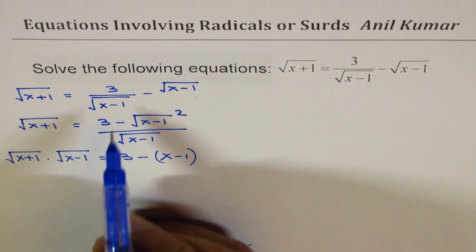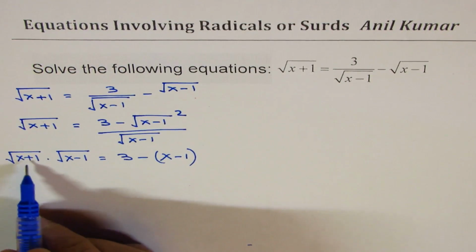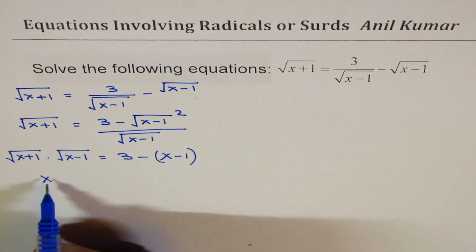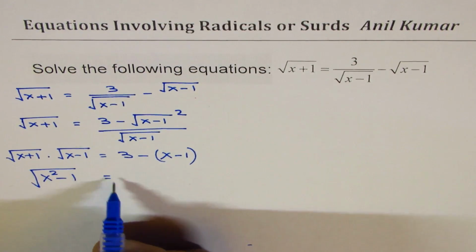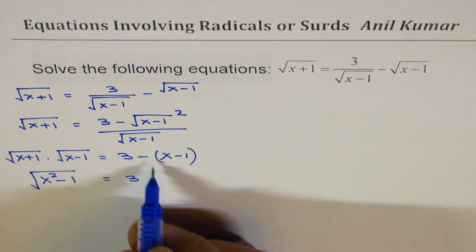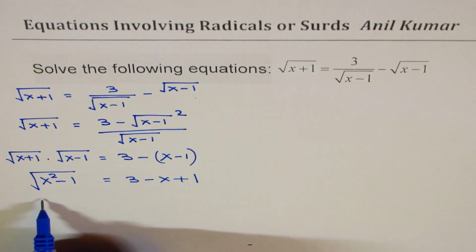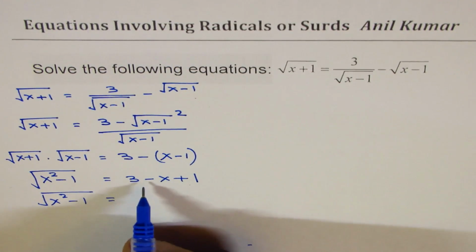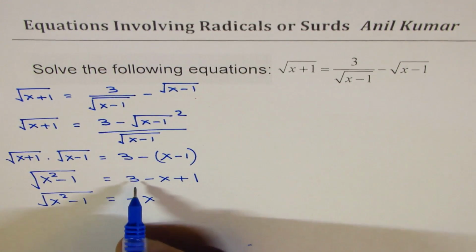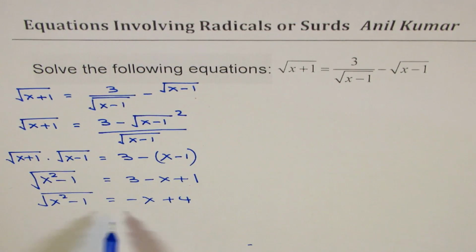So this question is slightly different from the ones which we have done, but it has similar concepts. Is that okay? Now we can actually multiply these two terms, a plus b times a minus b. We get the square root of x squared minus 1. And here we are left with 3 minus x plus 1. So let me go one more step. The square root of x squared minus 1 equals minus x plus 4. Right.